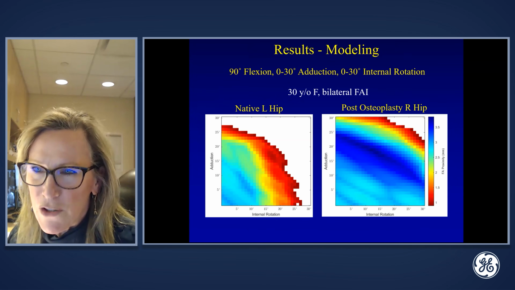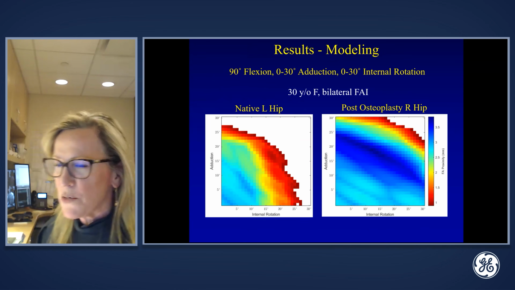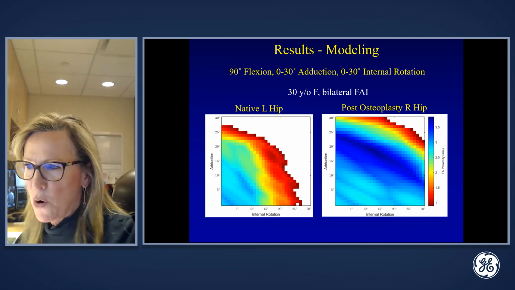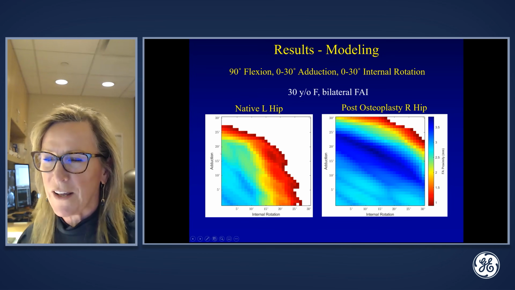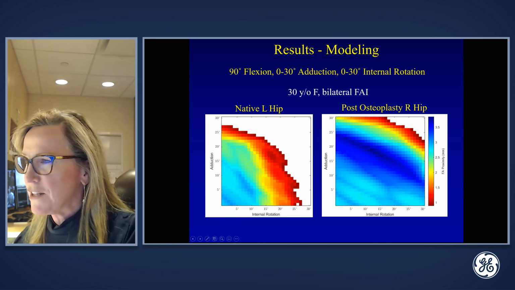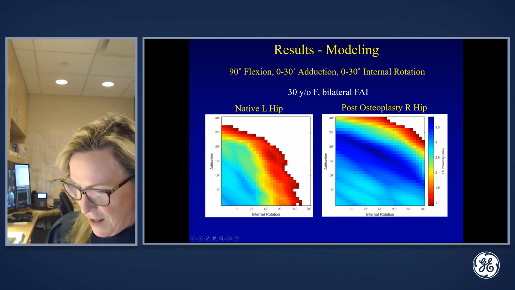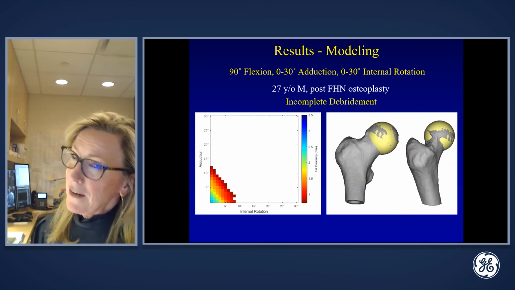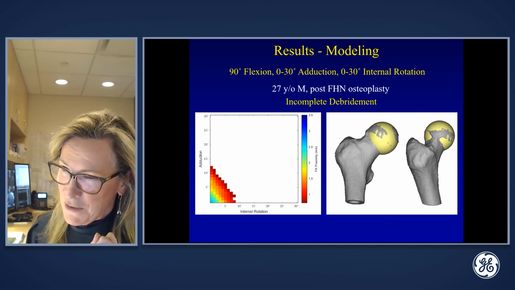Now we can evaluate and show the surgeons how well they're doing, right? So we have a native hip, and then we have post-osteoplasty. So the surgeon can pat himself on the back and say, gosh, look at the range of motion that's been restored post the osteoplasty. But unfortunately, we can also show when they're not doing so well.